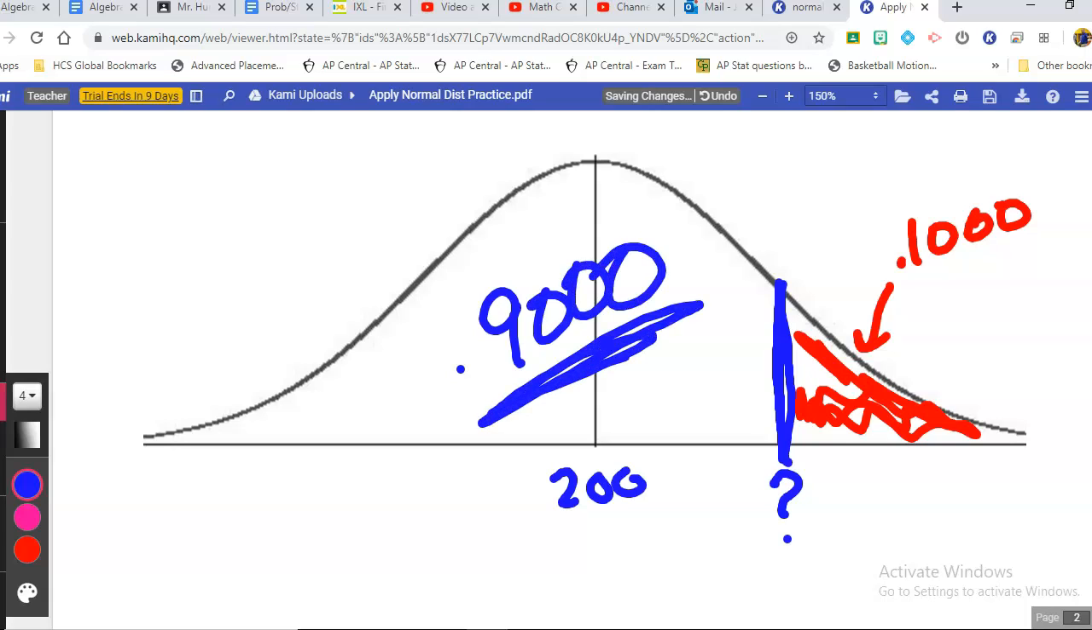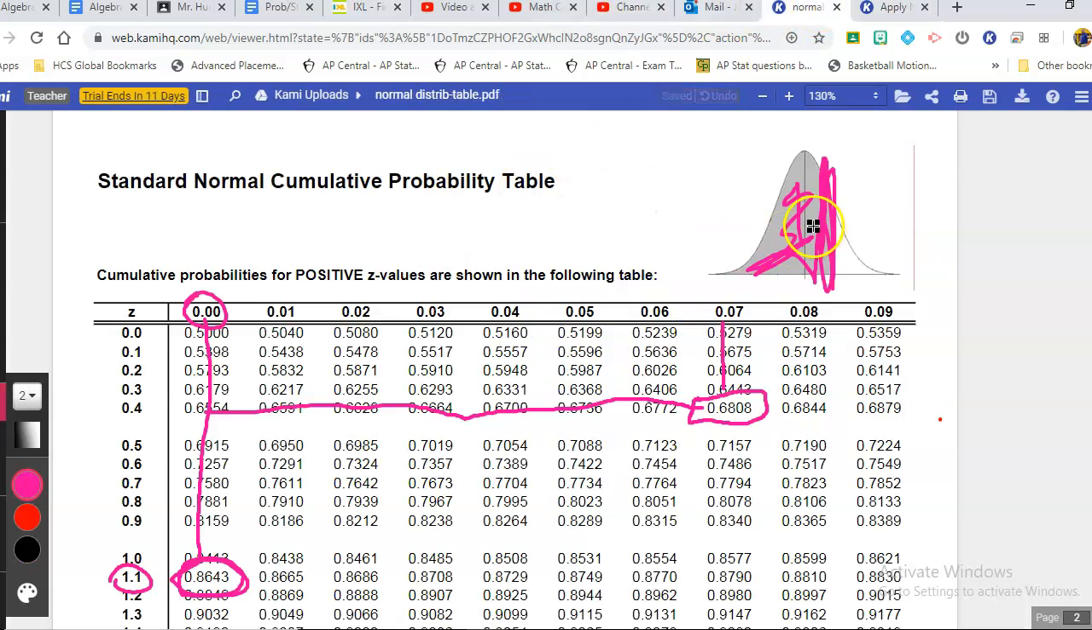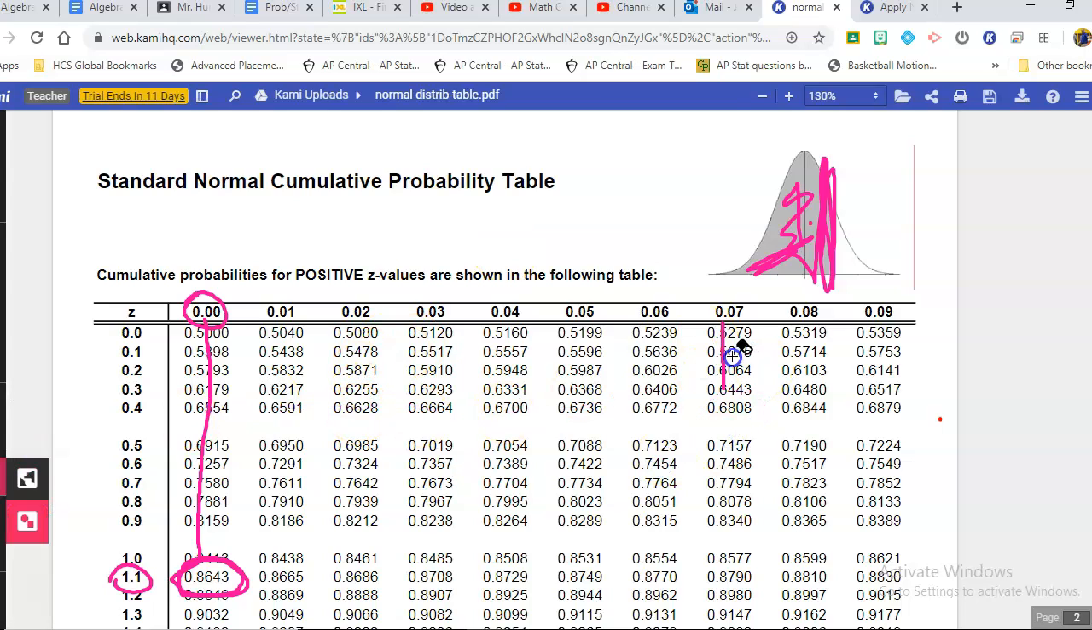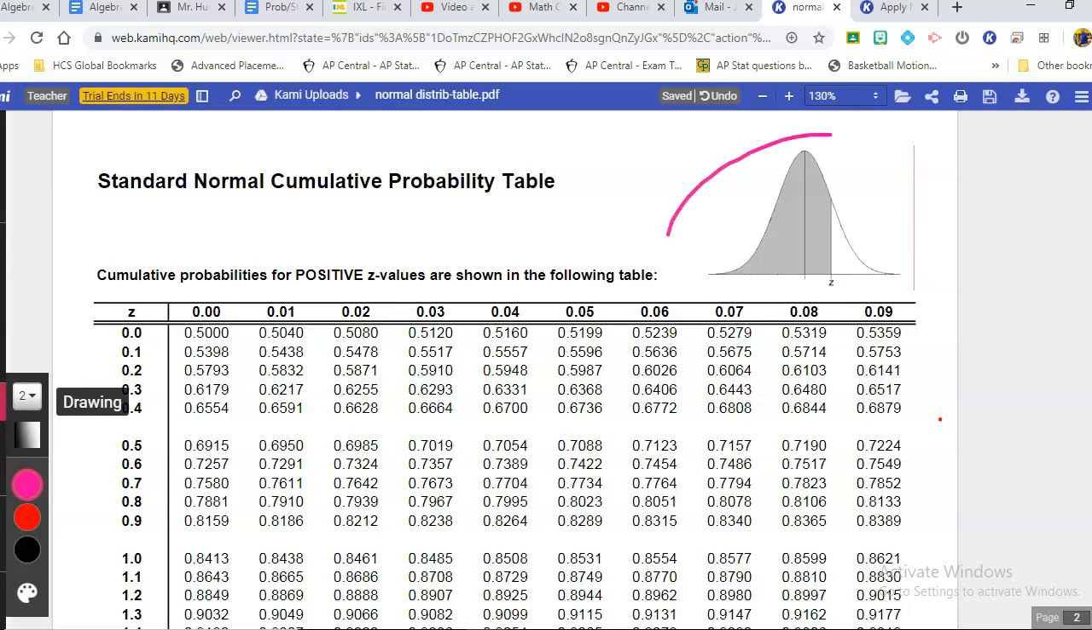Now, the reason why we want to know that is because when I go to my table over here, the table has always given me the values of the percent to the left of our cutoff point. So as you can see in this drawing, we're always looking at things to the left of our cutoff point.